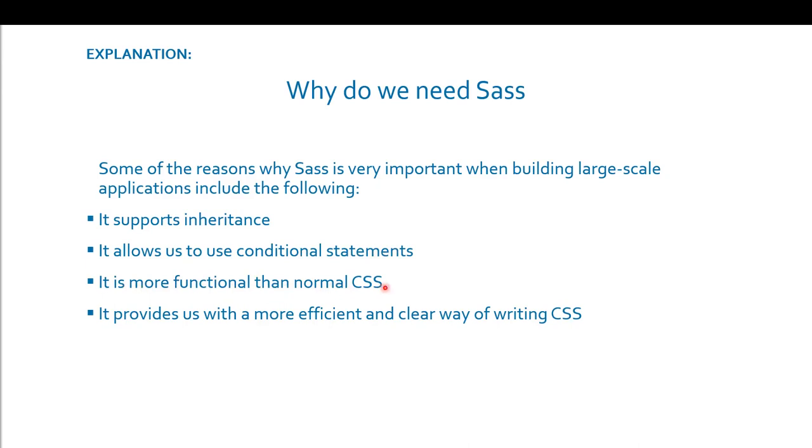It is more functional than normal CSS, because it is using the power of the Ruby programming language. So it allows us to create styles that are programming oriented, using programming constructs. That's basically it. It provides us with a more efficient and clear way of writing styles. Yes, because we programmers like using programming in pretty much everything. And since Sass is written in Ruby, it gives us more flexibility and a more efficient and clear way of doing things, because we are using all the programming constructs of Ruby.